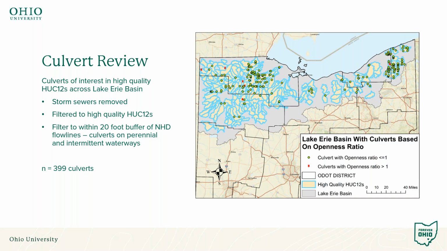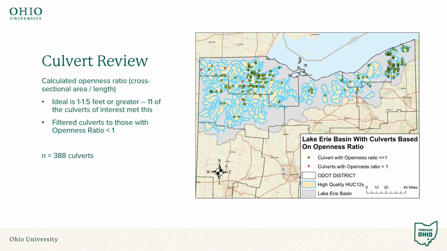There are only a few miles of ephemeral waterways that are mapped as part of the National Hydrography Data Set for Ohio. And so by filtering within that 20-foot buffer of those flow lines, that gave us a little bit of wiggle room for data accuracy of locations, but it made sure that we weren't assessing culverts that were on ephemeral waterways. Doing those filters gave us just under 400 culverts across the basin to analyze.